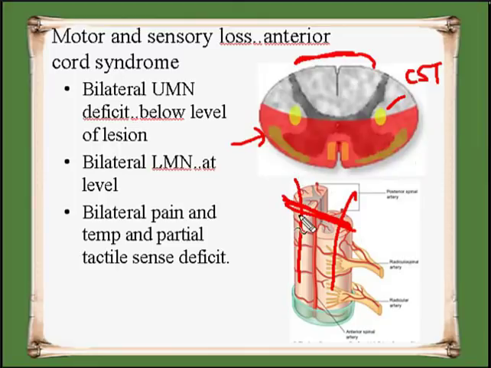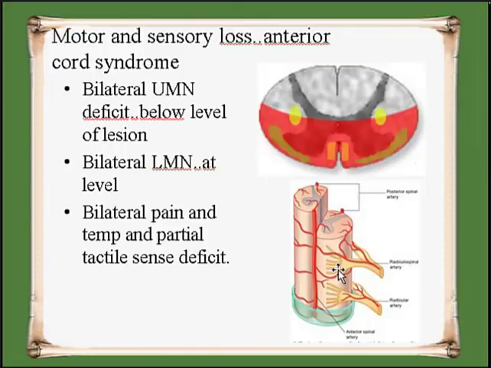So the corticospinal tracts below the level of lesion can no longer supply the anterior horn cells. So that's why you have an upper motor neuron deficit. At the level of lesion, the anterior horn cells on either side are affected. So at the level of lesion, there is a lower motor neuron type of paralysis.